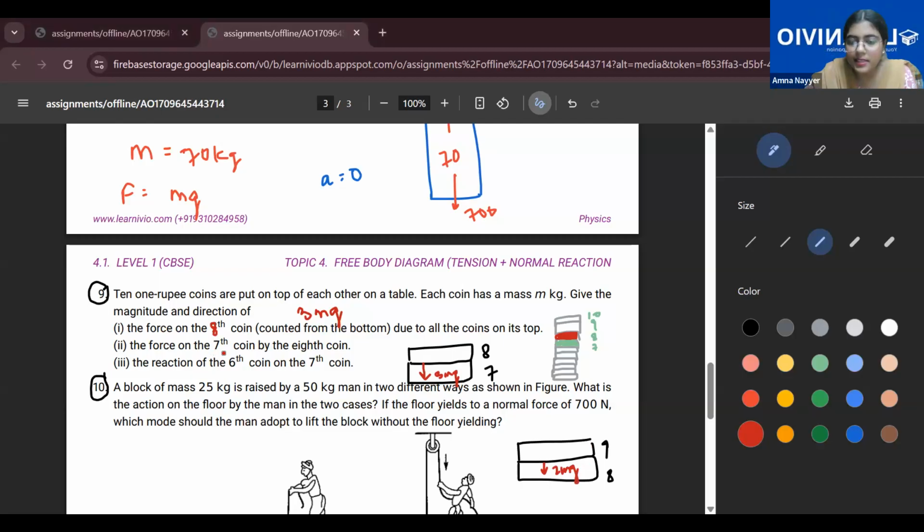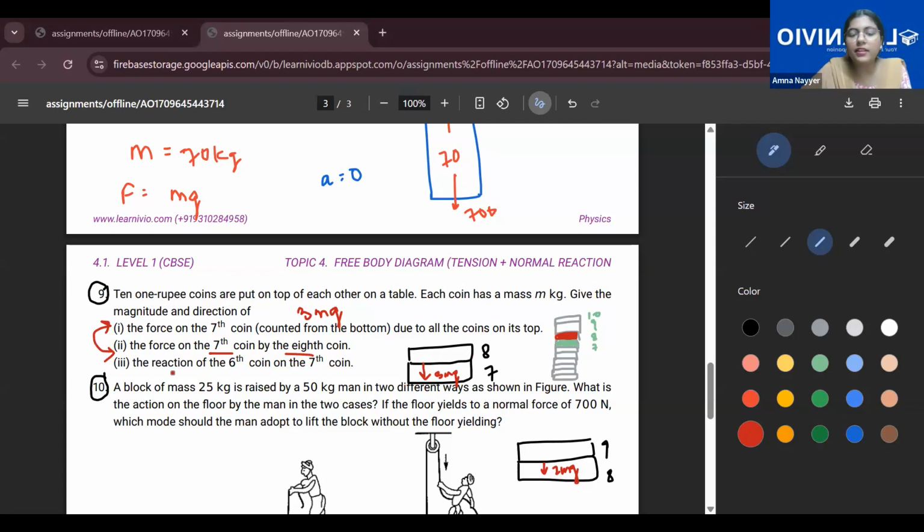It says force on the 7th by the 8th coin. Aren't these two questions the same? 8 will exert whatever it is receiving. Do you think this 2 mg is acting on the ninth to 8th? That same exact 2 mg will be passed on till the 7th, plus the weight of 8. The 8th coin will be there. Yes, actually ma'am, it's the same question. It's just written in a different manner: due to all the coins on its top. Force on the 7th by the 8th, 8 is on its top, and the 8th coin is exerting all the force due to all the coins on the top. So it's the same thing. 8th is receiving 3 mg, it's giving 3 mg.